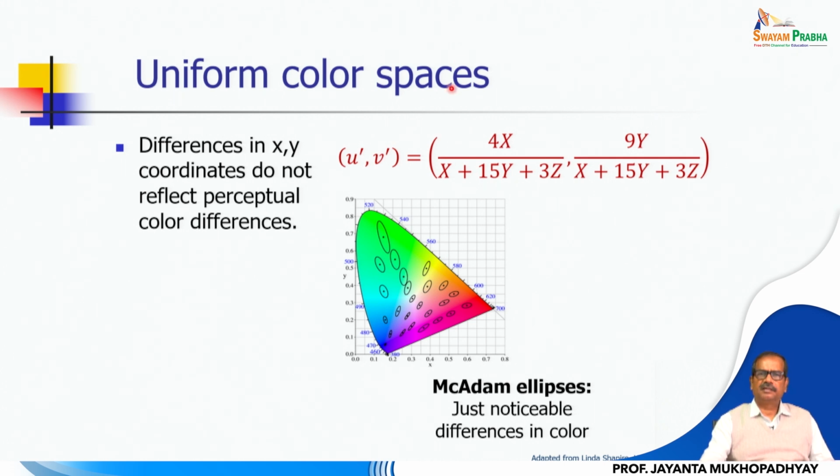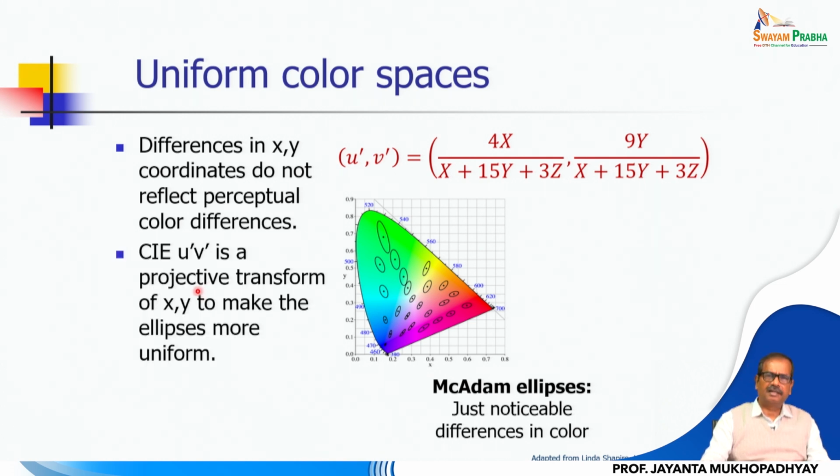Now this space is called UV space. So this is the transformation. You can see that from XYZ you can get this kind of UV transformation. Instead of the normalized XY coordinates, we get U and V components in this fashion.